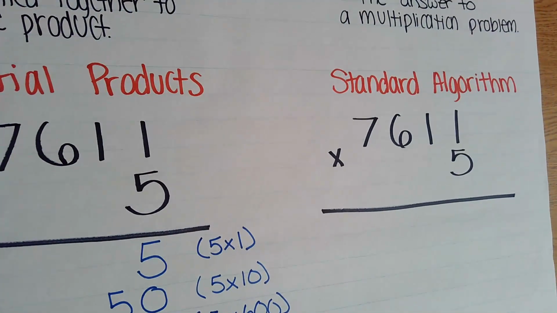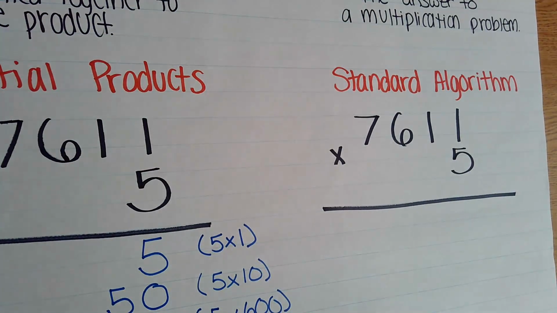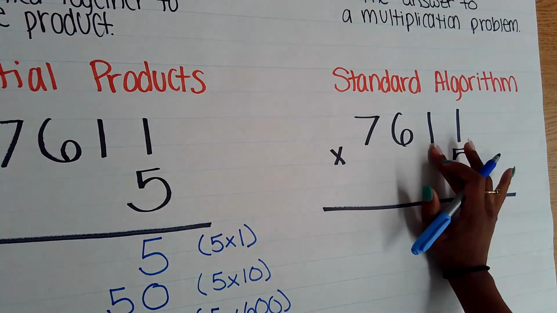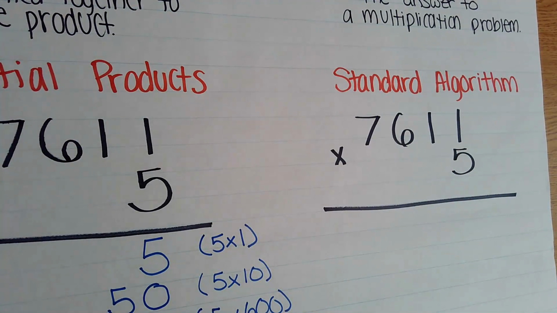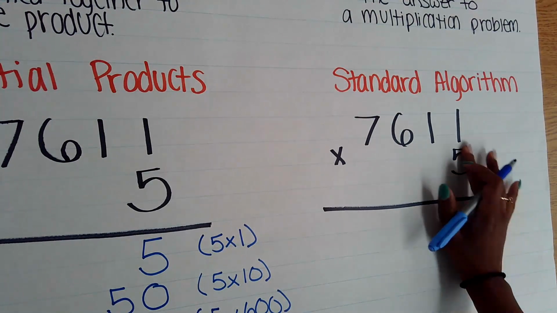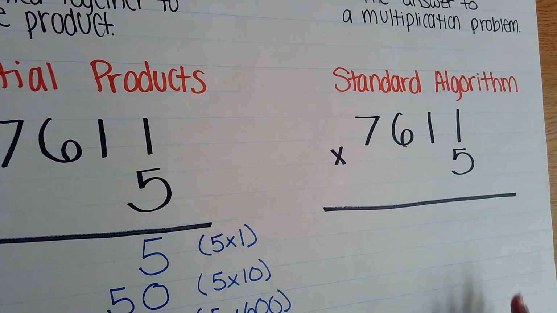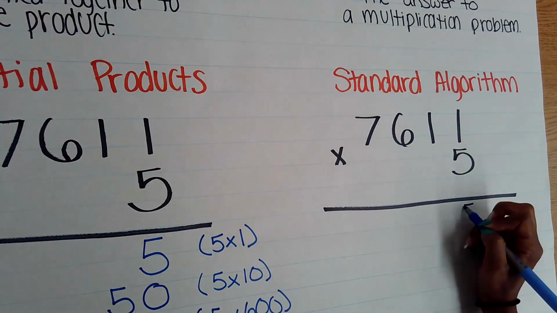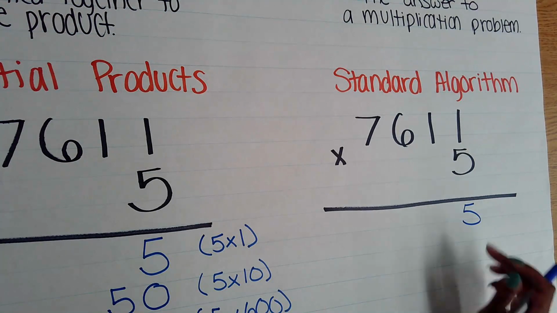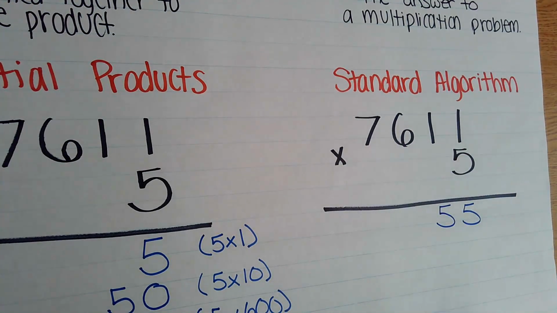So with the standard algorithm, we don't treat each number like its place value. I'm not going to look at this as a 10, a 600, and a 7,000. I'm going to treat it just as the number that it is. So I'm still going to start with my 5 on the bottom, and I'm still going to start in the ones on the top. I'm going to say my 5 times my 1 is 5. Then I'm going to move on.